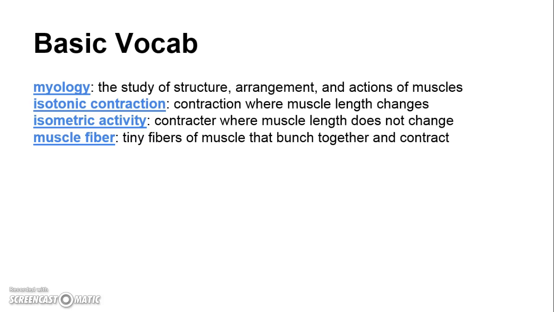Now here's some basic vocabulary about the muscular system. Myology is the study of structure, arrangement, and actions of muscles. Isotonic contractions are contractions where the muscle length changes, whereas isometric activity are contractions where muscle length does not change. Muscle fiber is tiny fibers of muscle that bunch together and contract.